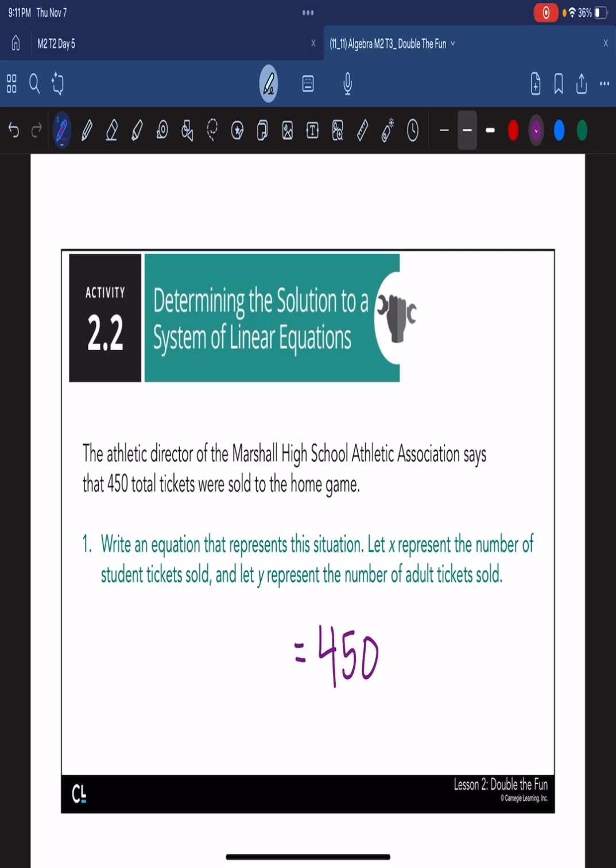Since I don't know the exact number of x student tickets and y adult tickets, I can just use their variables to show that number. So I get the equation x plus y equals 450.